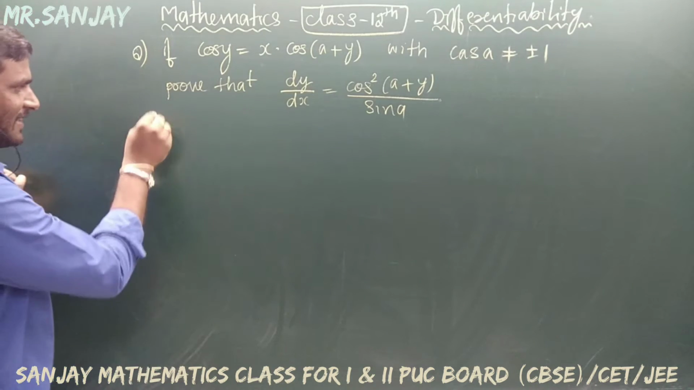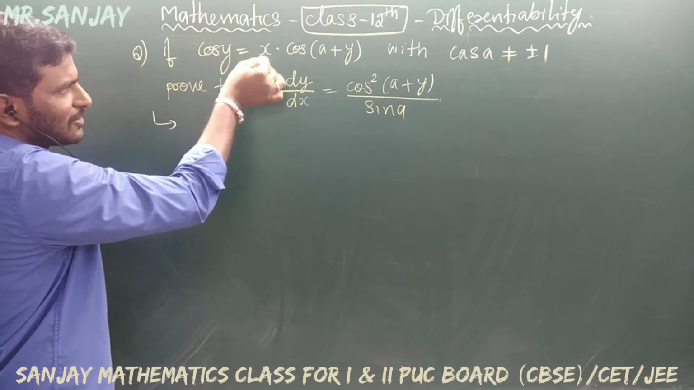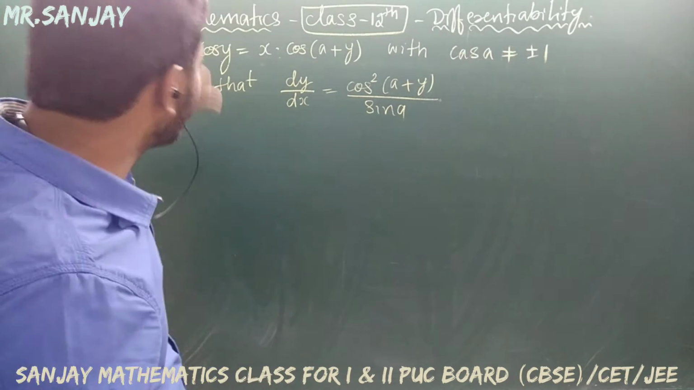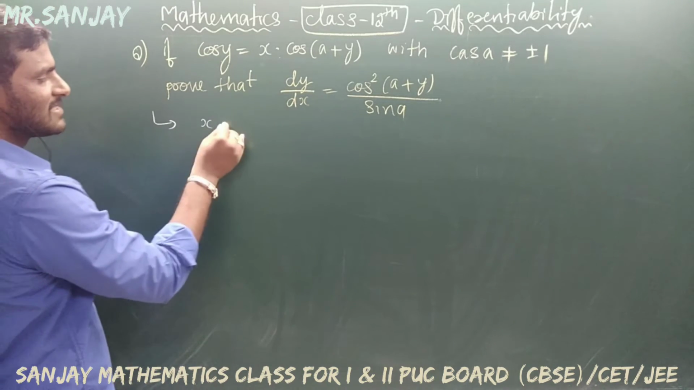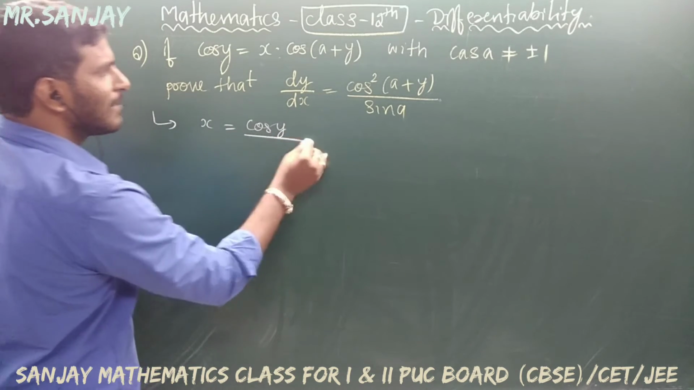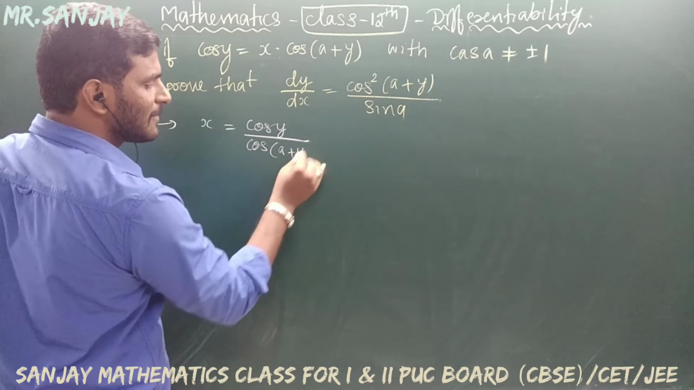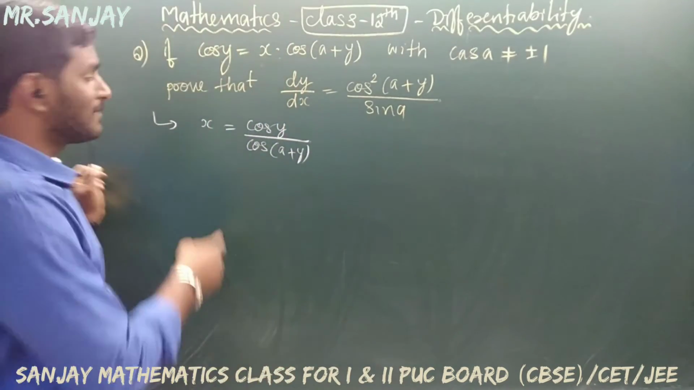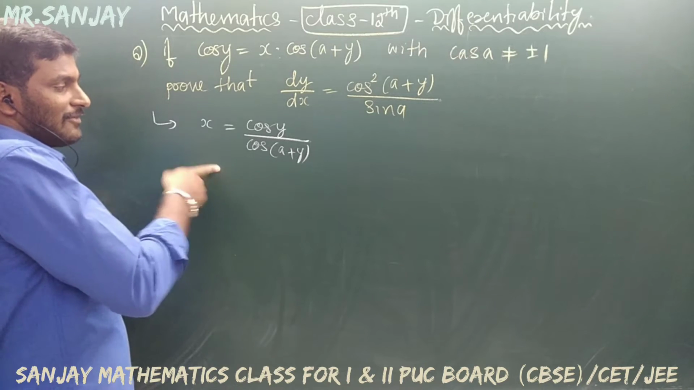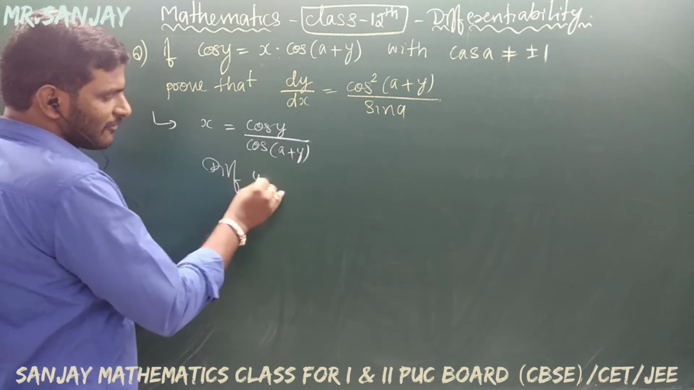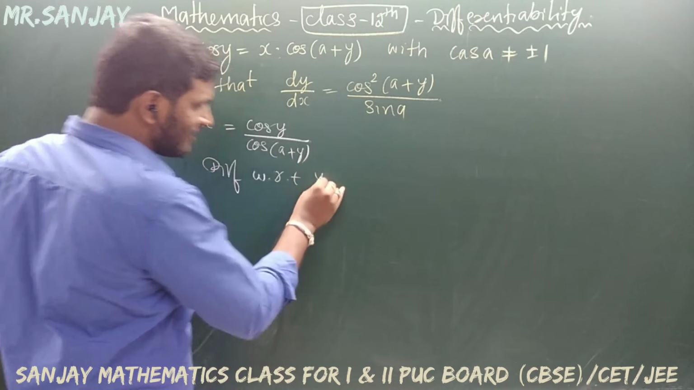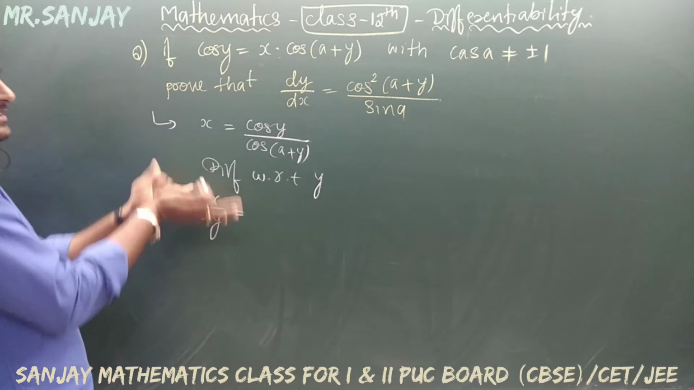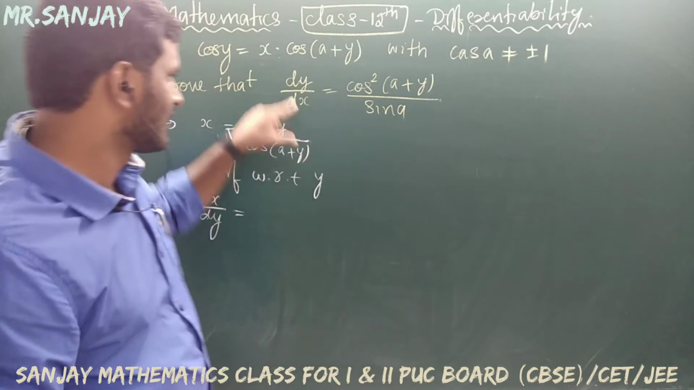Yes. Let me explain. Look at this screen carefully. So there is cos y is equal to x into cos of a plus y. We can't separate the y variable because cos y is there. Let me separate the x variable. X is equal to cos y divided by cos of a plus y. Correct? But in all the conditions we differentiate with respect to x. Let me differentiate with respect to y. If I differentiate with respect to y, we'll get dx by dy. Is it correct? So then, finally we can interchange this. We'll get the answer, dy by dx.